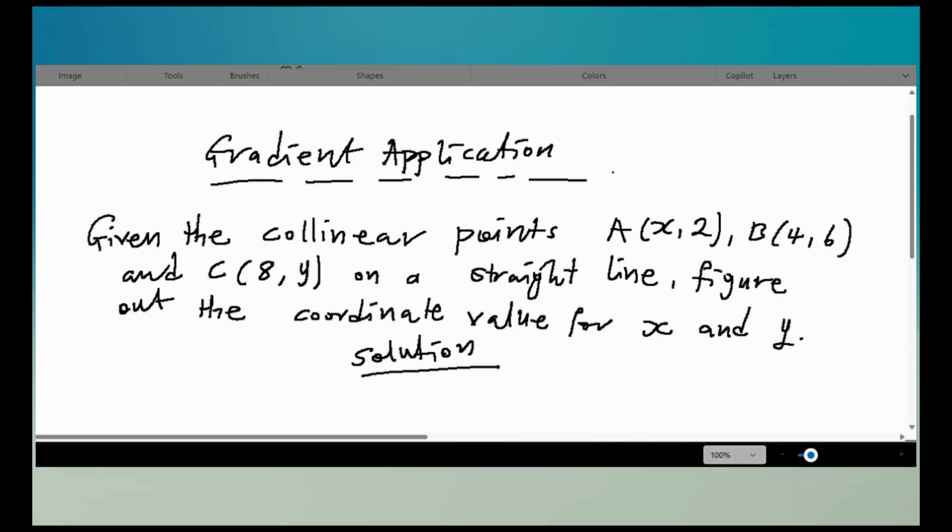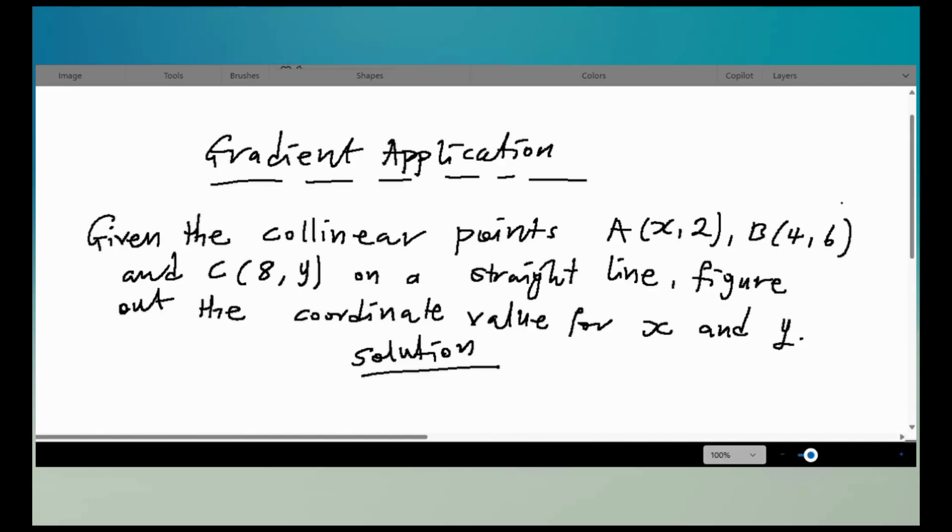Gradient application. Given the collinear points A with a coordinate (x, 2), B with a coordinate (4, 6), and C with a coordinate (8, y) on a straight line, figure out the coordinate value for x and y. So we define the unknown coordinates, which is x in the first point A and y in the third point C.